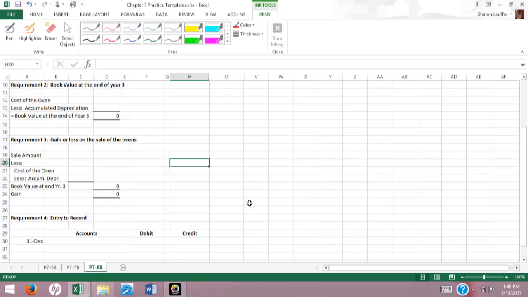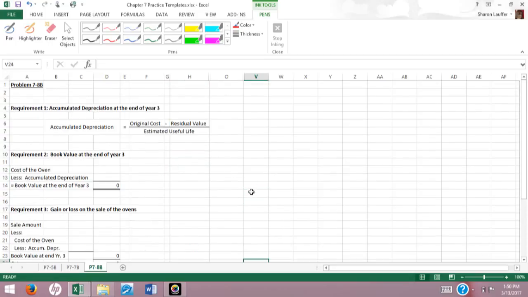Hi class. Today we're going to look at P7-8B, which is in your textbook, very similar to P7-8A in your homework. And I've created a template for us to work through this.